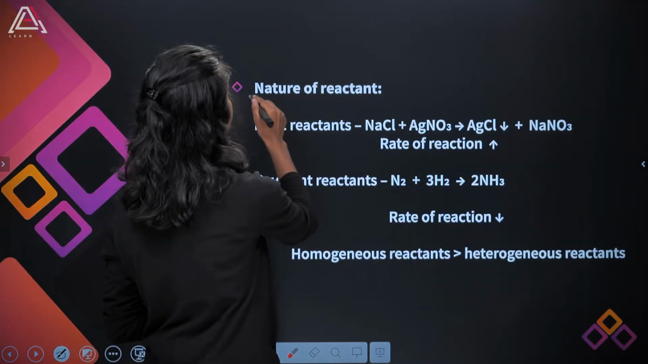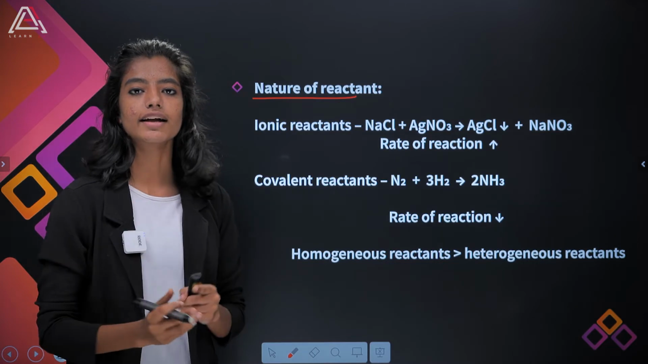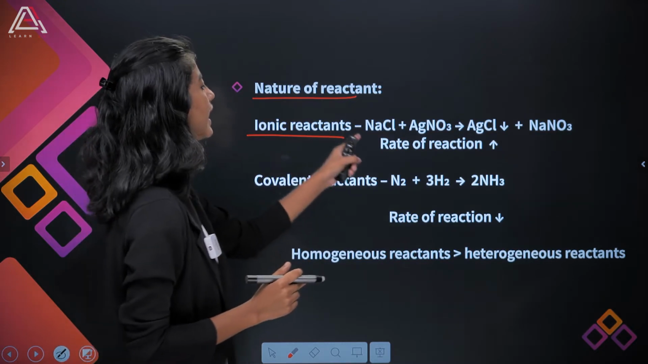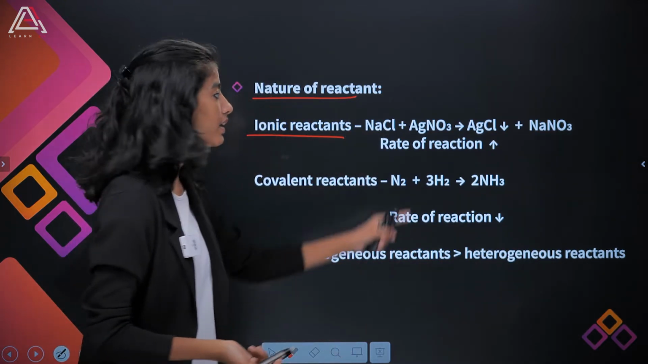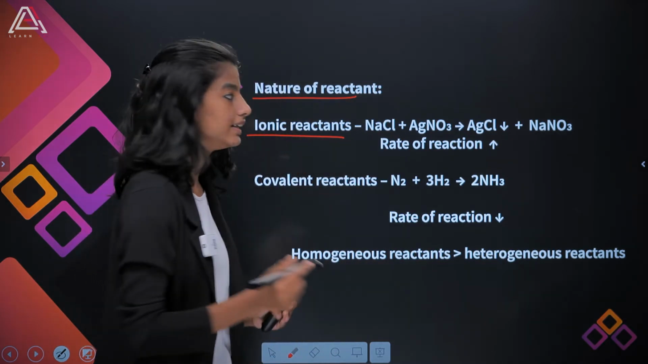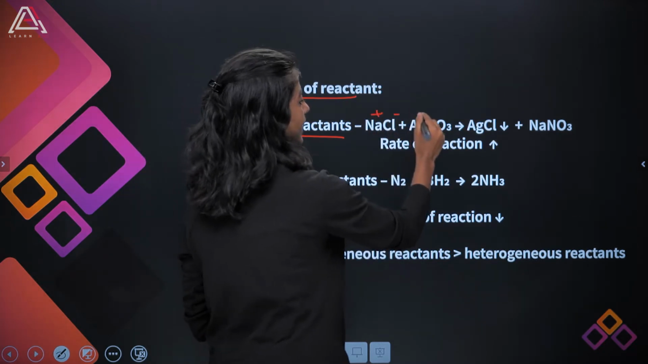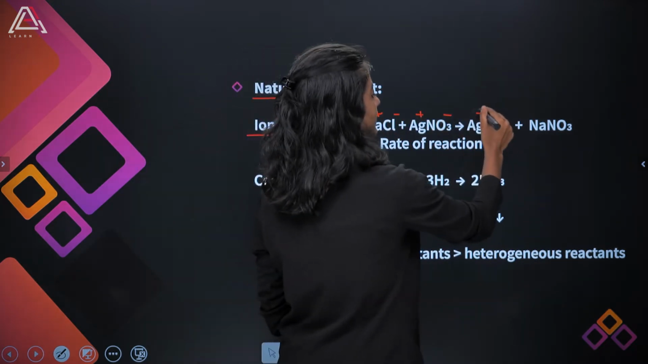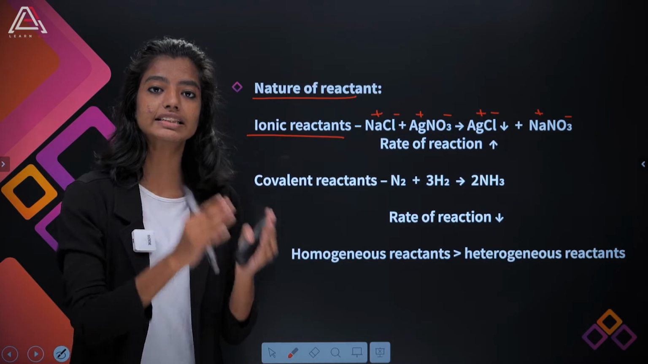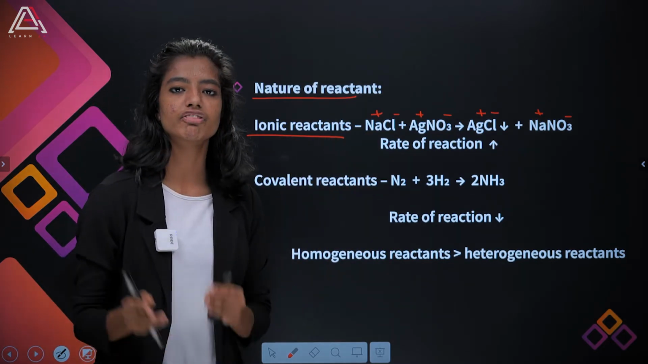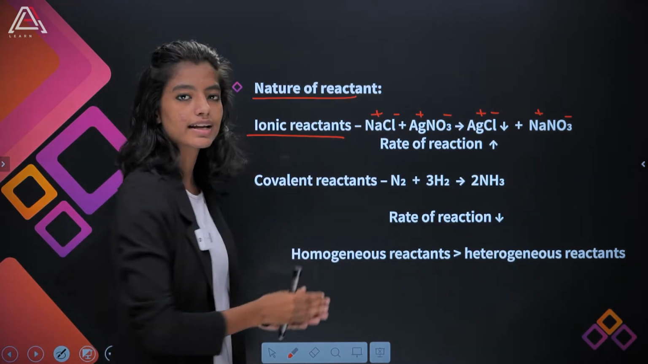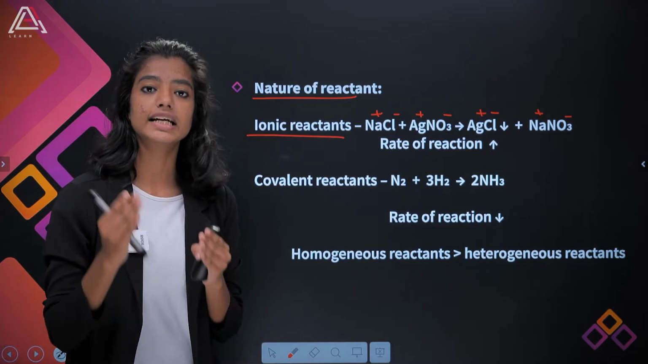The next one is the nature of reactants. There are many kinds of reactants, and one of them is the ionic reactants. For example, NaCl plus AgNO3 will give AgCl and NaNO3. All of them are in the ionic state, that is Na+ and Cl-, Ag+ and NO3-, Ag+ and Cl-, Na+ and NO3-. All of them are in the free state. Hence, the rate or the speed of chemical reaction increases. If the chemical reaction contains ionic reactants, the rate of a chemical reaction increases.